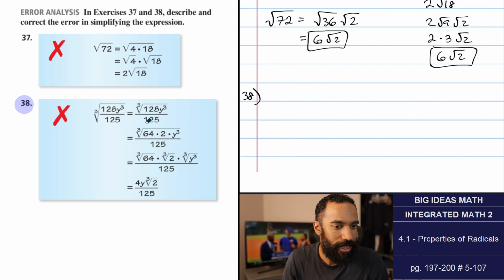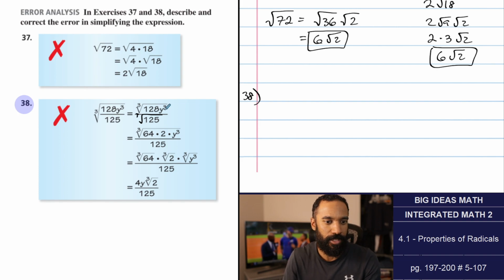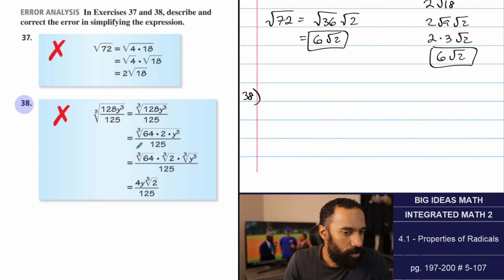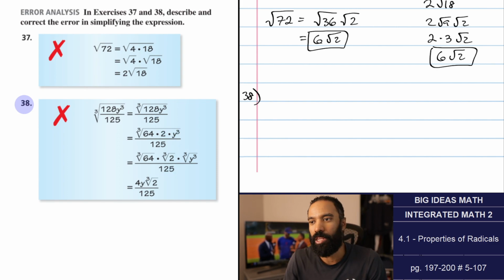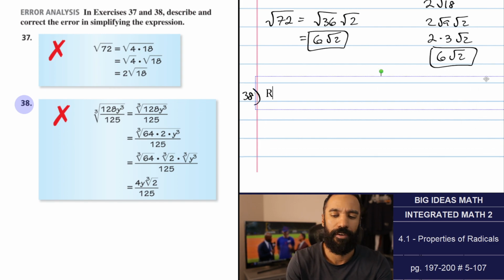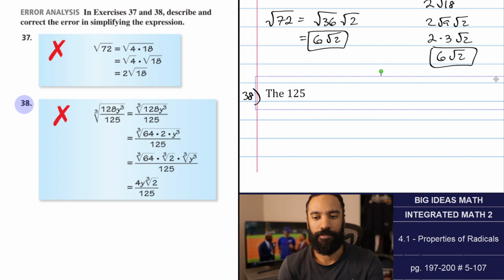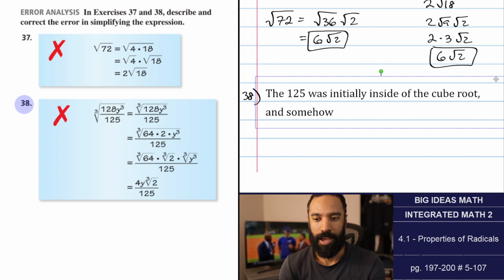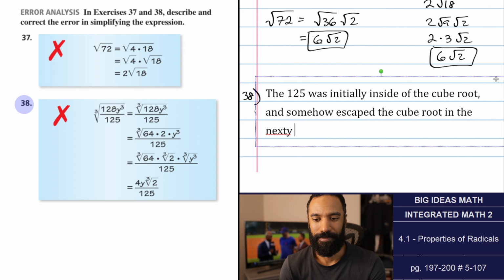Okay, so their 125 came out of the cube root. This should be inside of a cube root right there. Let's see if they do the top correctly, though, meanwhile. Good. Okay, so their problem is the 125 was not cube rooted. I don't know how often that happens for my own kiddos. The 125 was initially inside of the cube root and somehow escaped the cube root in the next step.